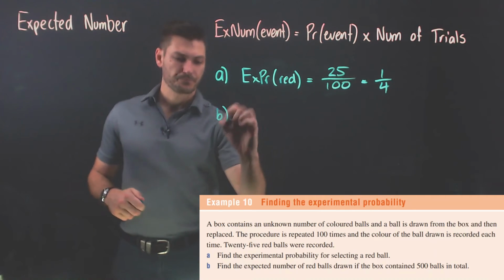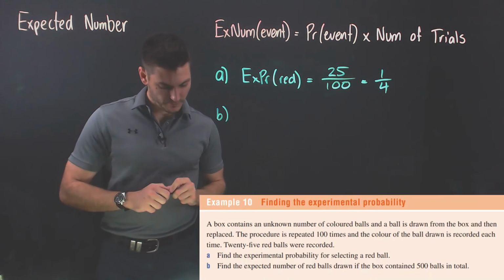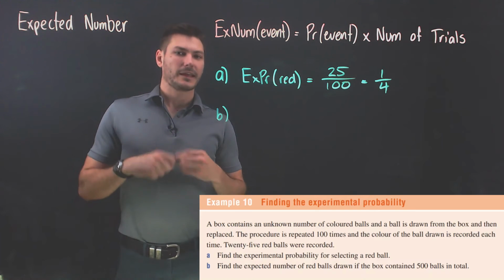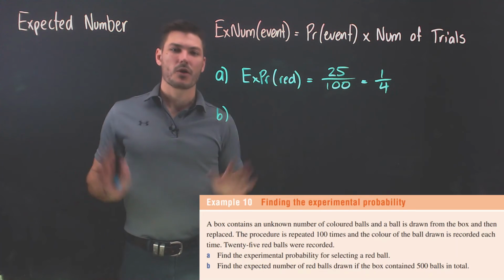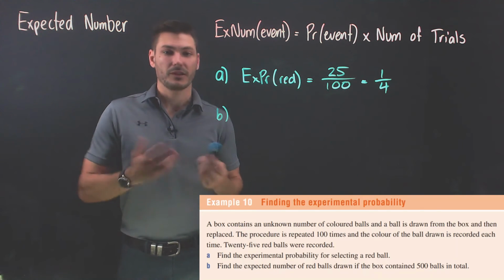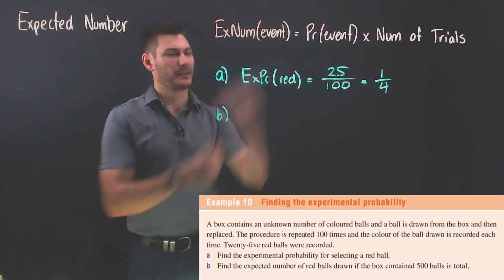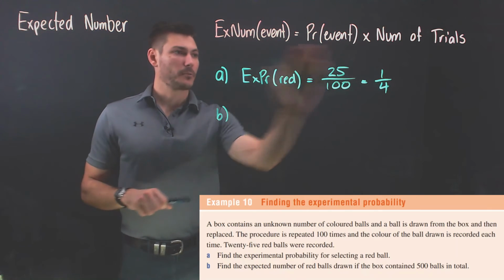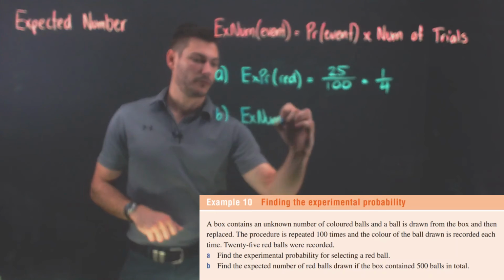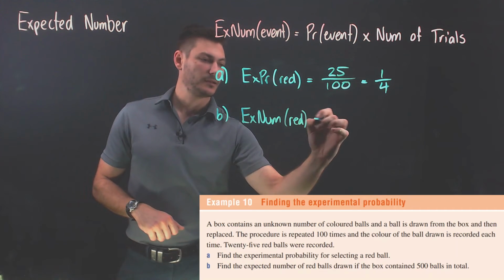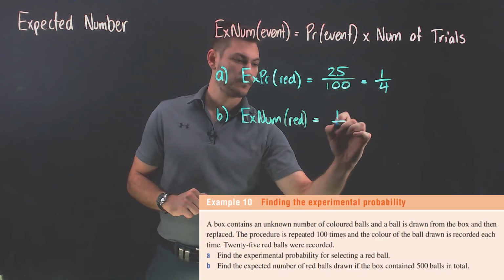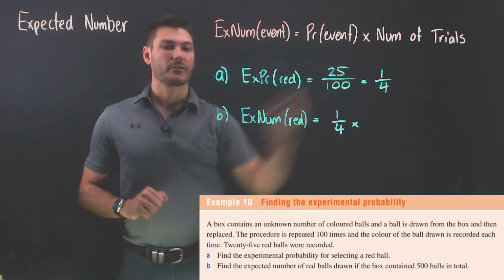Now part B. It says, find the expected number of red balls drawn if the box contained 500 balls in total. So initially, with this part, we didn't even know how many balls were in the box. But given this new information, presuming that there are 500 balls in the box, how many should be red based on this first experiment? So I'm going to use this formula up here. So we get the expected number of reds is equal to the probability of getting a red, which is 1/4, multiplied by the number of times we did it.